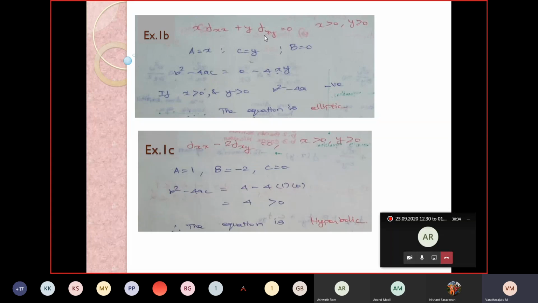And concerning this equation, that is f_xx minus 2 f_xy is equal to 0. x is always greater than 0 and y is always greater than 0. The coefficient associated with f_xx is 1, and the coefficient associated with f_xy is minus 2, and we don't have a term associated with f_yy. Therefore c is equal to 0. By applying these terms into b square minus 4ac, we will get a positive number, that is 4. It is greater than 0. Therefore it is classified as hyperbolic.